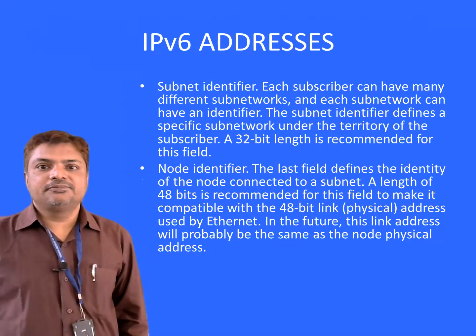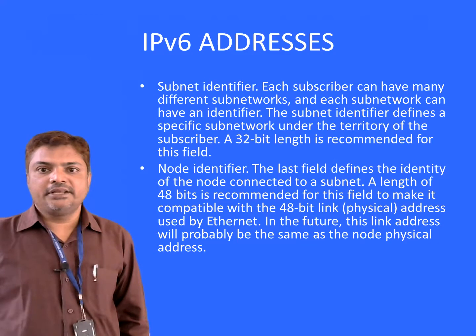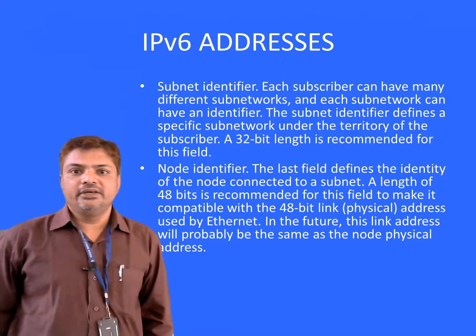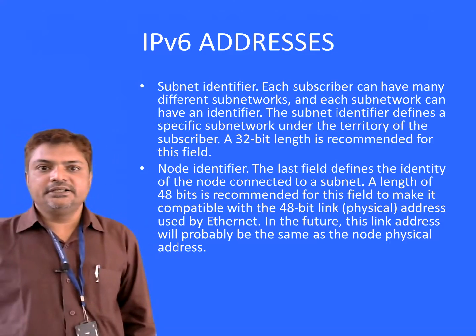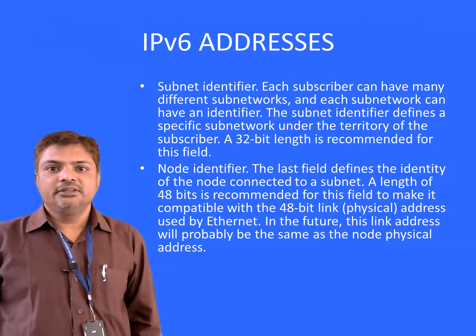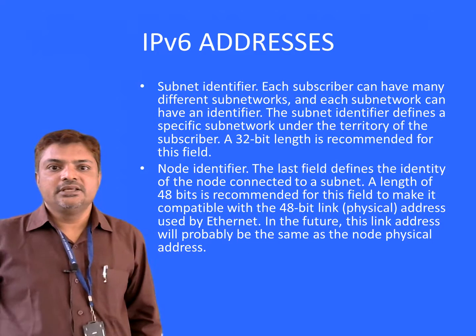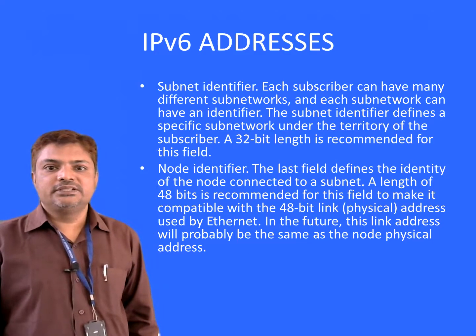Subnet identifier. Each subscriber can have many different subnetworks, and each subnetwork can have an identifier. The subnet identifier defines a specific subnetwork under the category of the subscriber. A 32-bit length is recommended for this field. Node identifier. The last field defines the identity of the node connected to a subnet. A length of 48 bits is recommended for this field to make it compatible with the 48-bit link address used by the Ethernet. In the future, this link address will probably be the same as the node physical address.